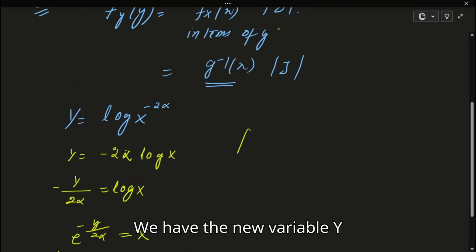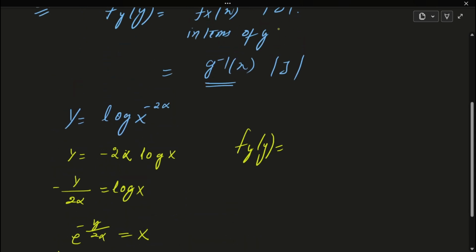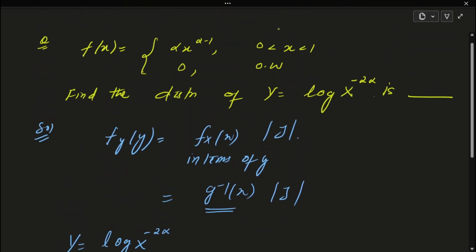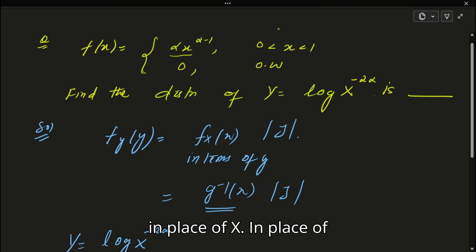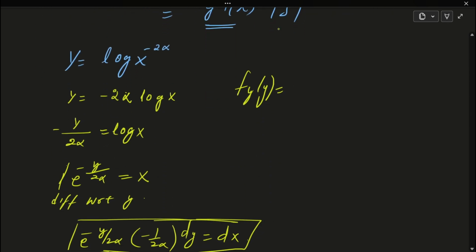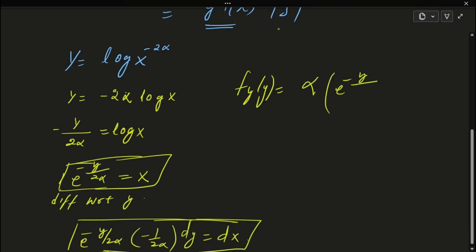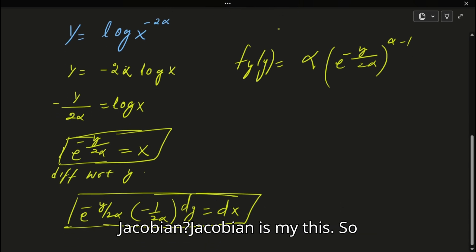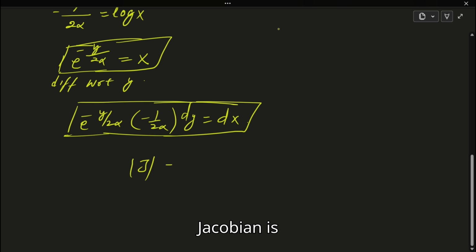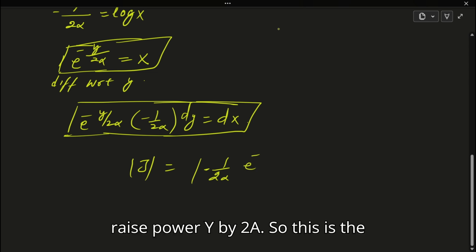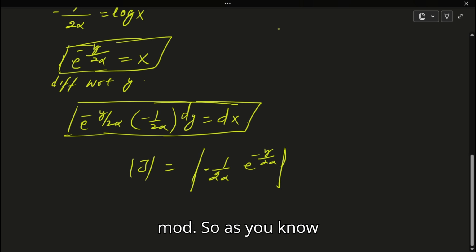Now we have the new variable y, so what's f of x? In place of x, put this. So alpha, what's x? e raised to the power minus y by 2 alpha, raised to the power alpha minus 1, that's alpha minus 1. And what's the Jacobian? The Jacobian is my this. So the Jacobian is 1 by 2 alpha, minus 1 by 2 alpha e raised to the power minus y by 2 alpha. So this is the mod.